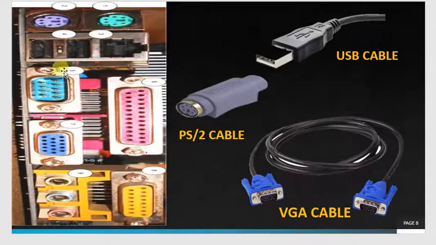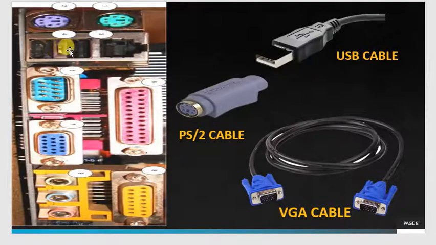Then we have this one to be the PS2 port, as we have over there. One is green, one is pink. So we have two PS2 ports, and these ports are used to connect mouse and keyboard that come with PS2 cables. So if your mouse has a PS2 cable, you connect it to these ports. One is for the mouse, one is for the keyboard.